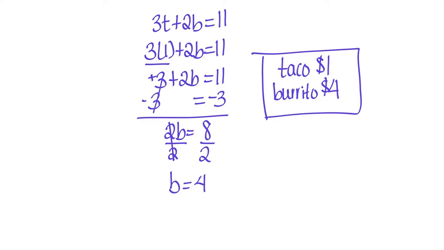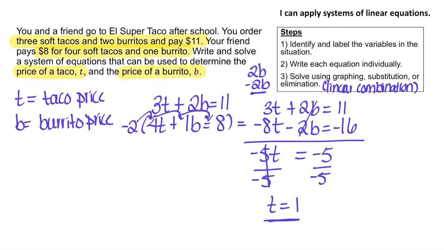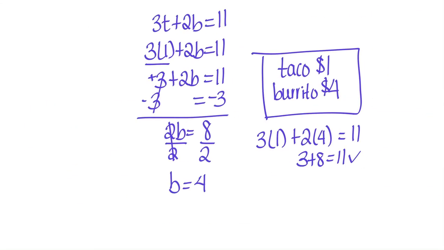If I want, I can plug them back into the equation and verify that it's true, right? If I plug into this first equation, I get 3 times 1 plus 2 times 4 equals 11, and that is telling me that 3 plus 8 equals 11, which is true. I can also plug into the second equation, 4t plus 1b equals 8. I get 4 times 1 plus 1 times 4 equals 8, and that is telling me that 4 plus 4 equals 8, which is also true. So that's how you can check your solutions.